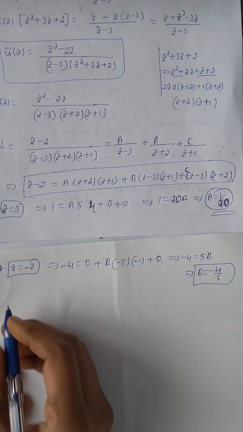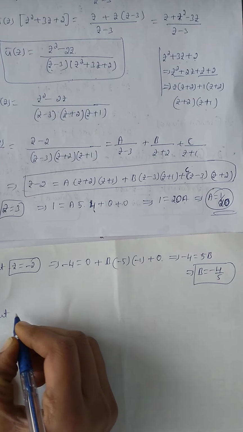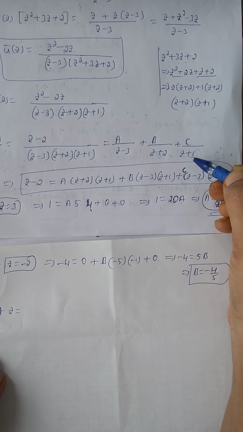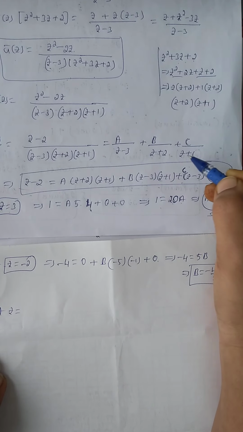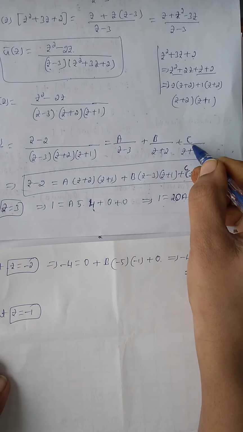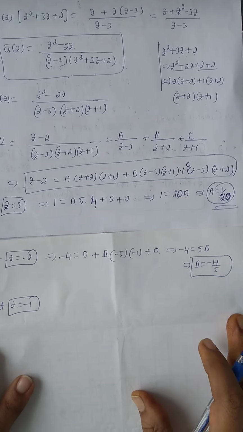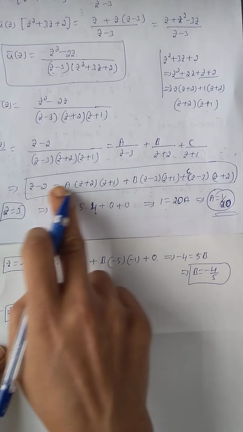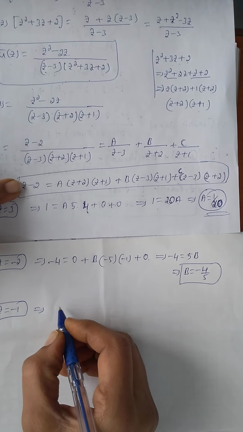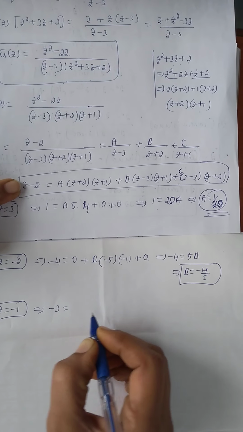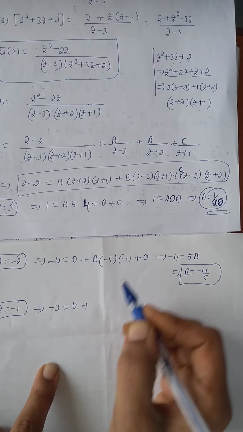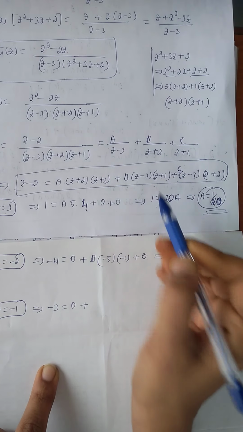Next, find out the third constant. Put the substitution for finding the C value, z is equal to minus 1, since z plus 1 equal to 0 gives z is equal to minus 1. I substitute z is equal to minus 1 into this equation. The LHS is minus 1 minus 2, which gives minus 3. The first term is 0 and the second term also 0, since minus 1 plus 1 gives 0.